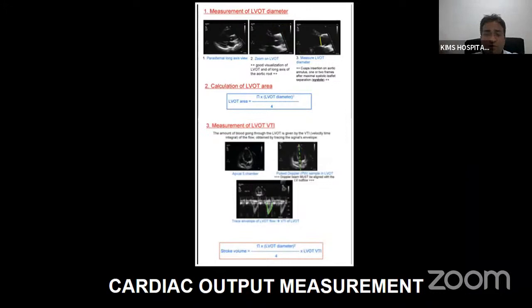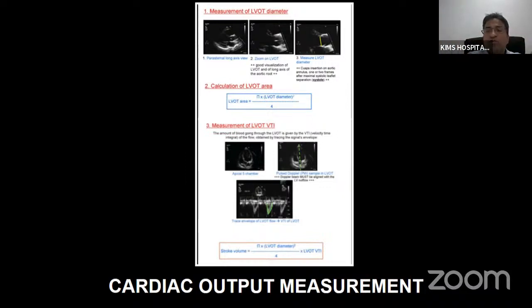Now, two last things, then we'll go to the patient and show cardiac output measurement. What we can use is the continuity equation. What we are expecting is that the blood which comes to the RV, the same blood, through the lung, in the absence of any shunt will go to the LV.